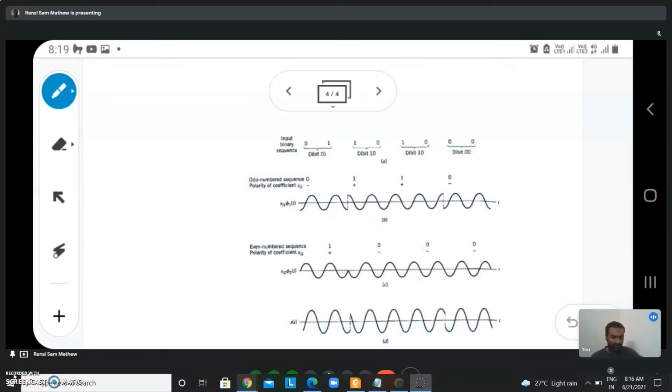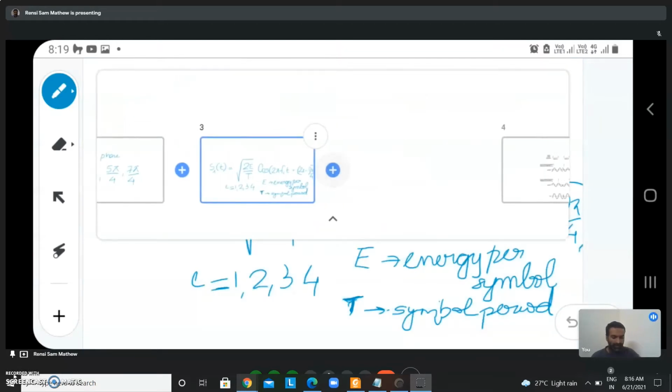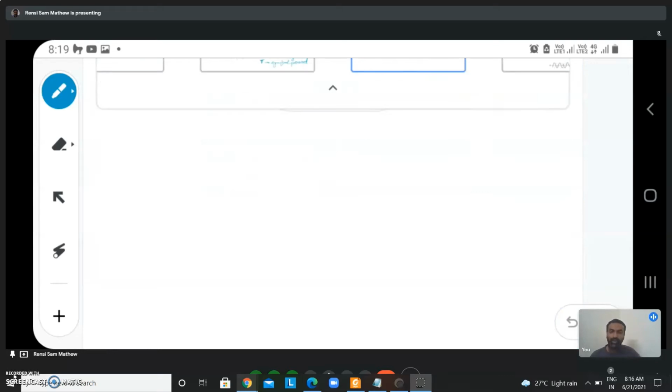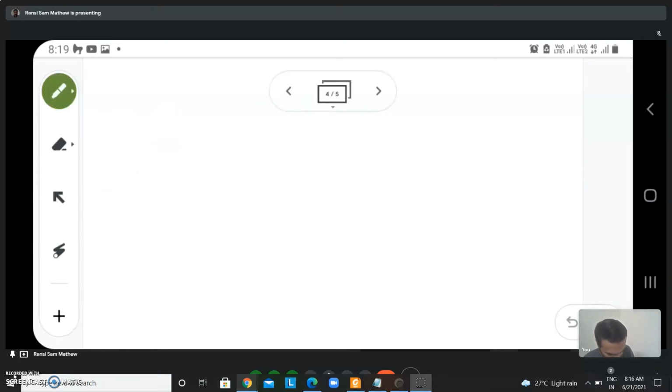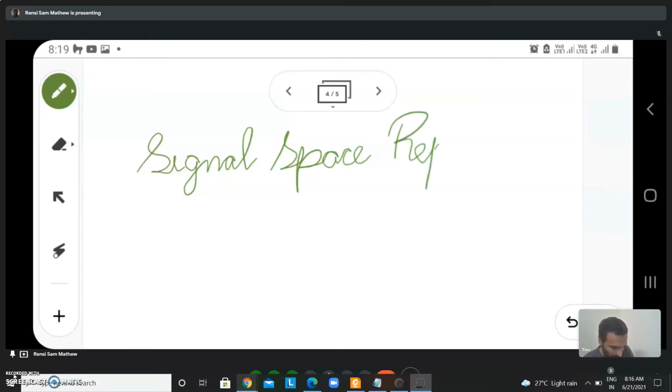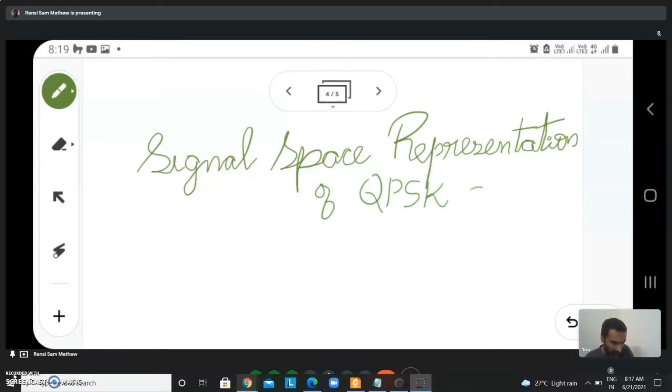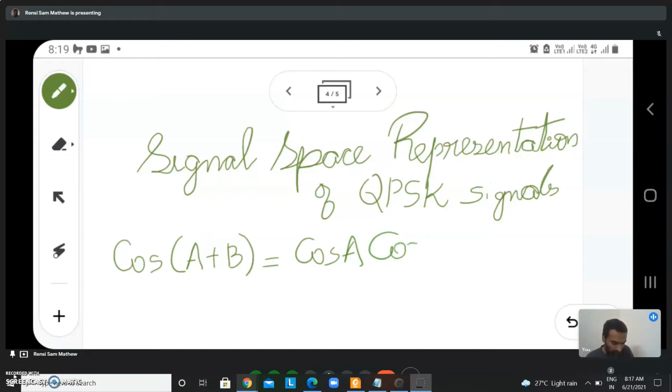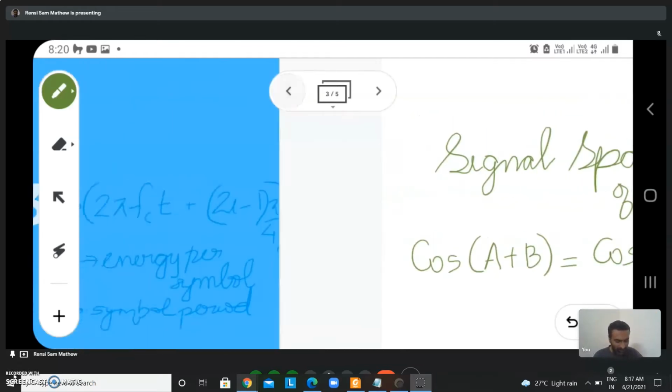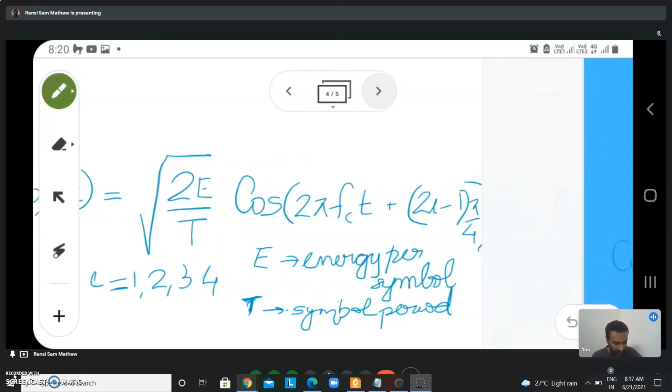Now we will see the signal space representation of our QPSK signals. Hope you remember, we can write cos(A plus B) as cos A cos B minus sin A sin B. So I am going to apply this formula to the signal Si of t. Let's see how it comes.